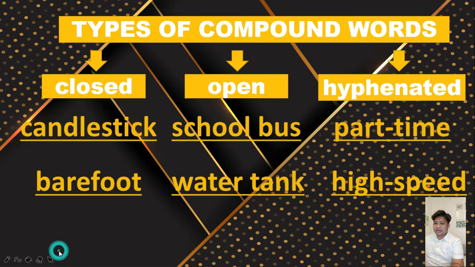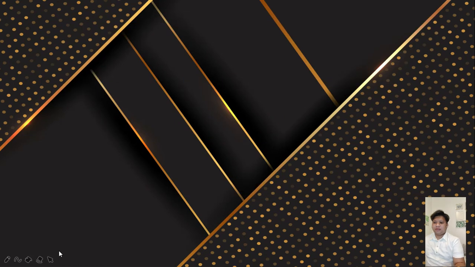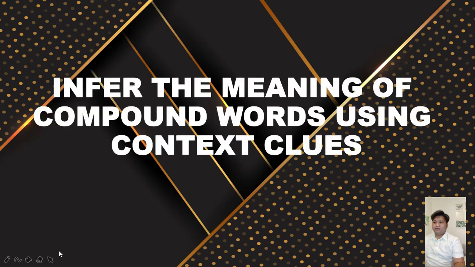Kahibaw na mo ani tanan. So, we will not dwell on the types of compound words, but those are the 3 types of compound words. Aron dali ra ninyo mailhan later on, when we infer the meaning of these words. So, here, now we are going to infer the meaning of compound words using context clues.